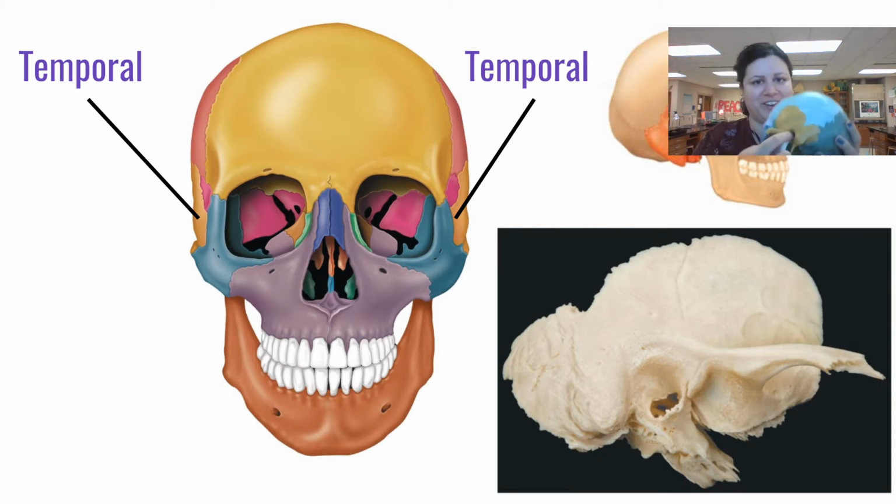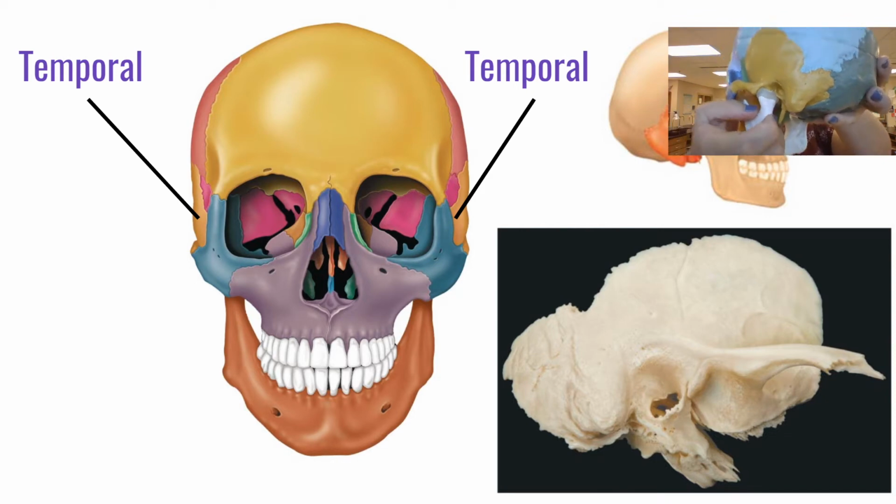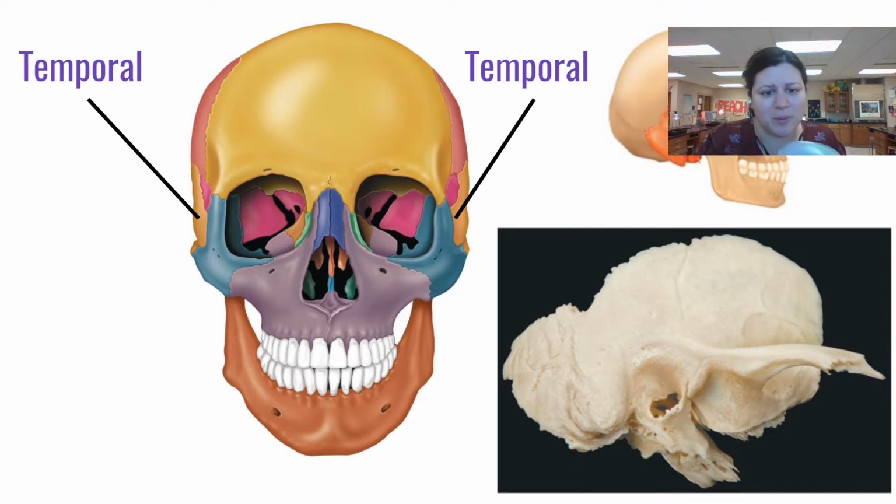And also, right there where my finger is, there's a hole. I wonder why there's a hole going through my temporal bone. What could that be right here? My external acoustic meatus, aka the ear canal. So the temporal bone is important because it houses our inner ear.